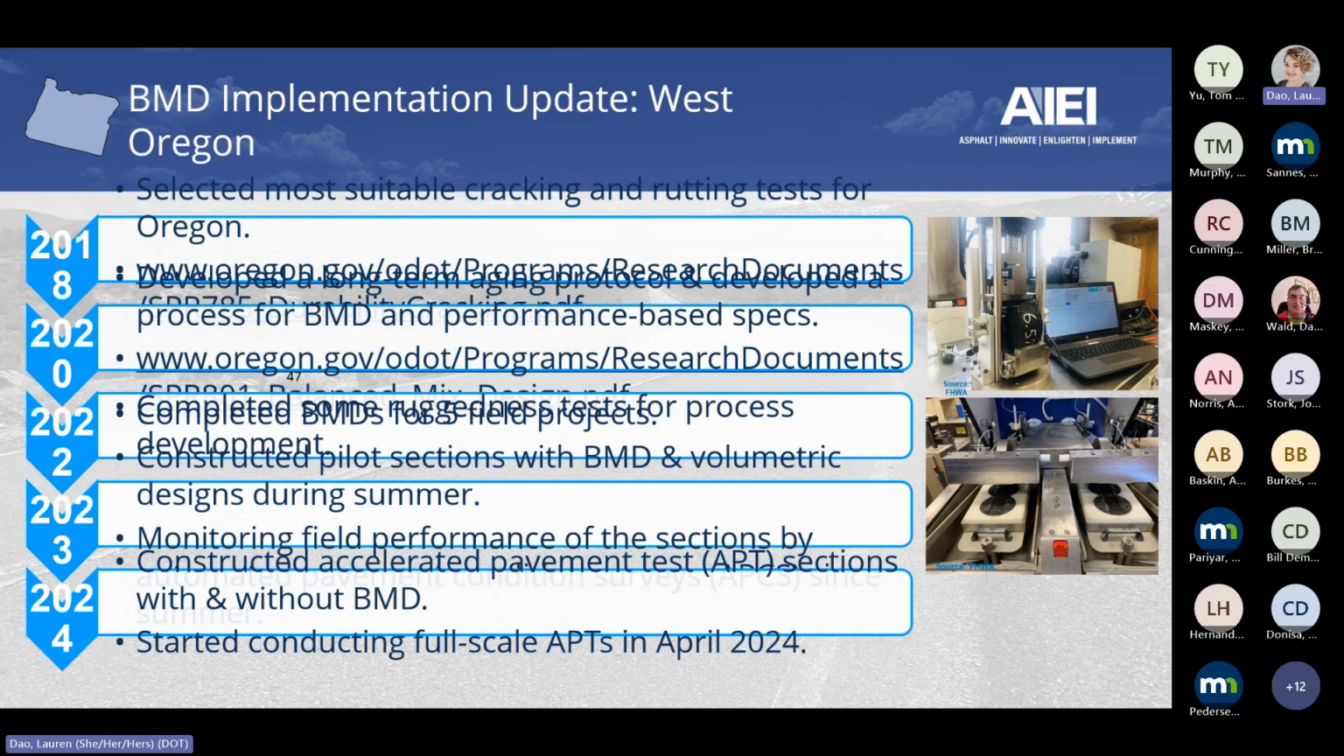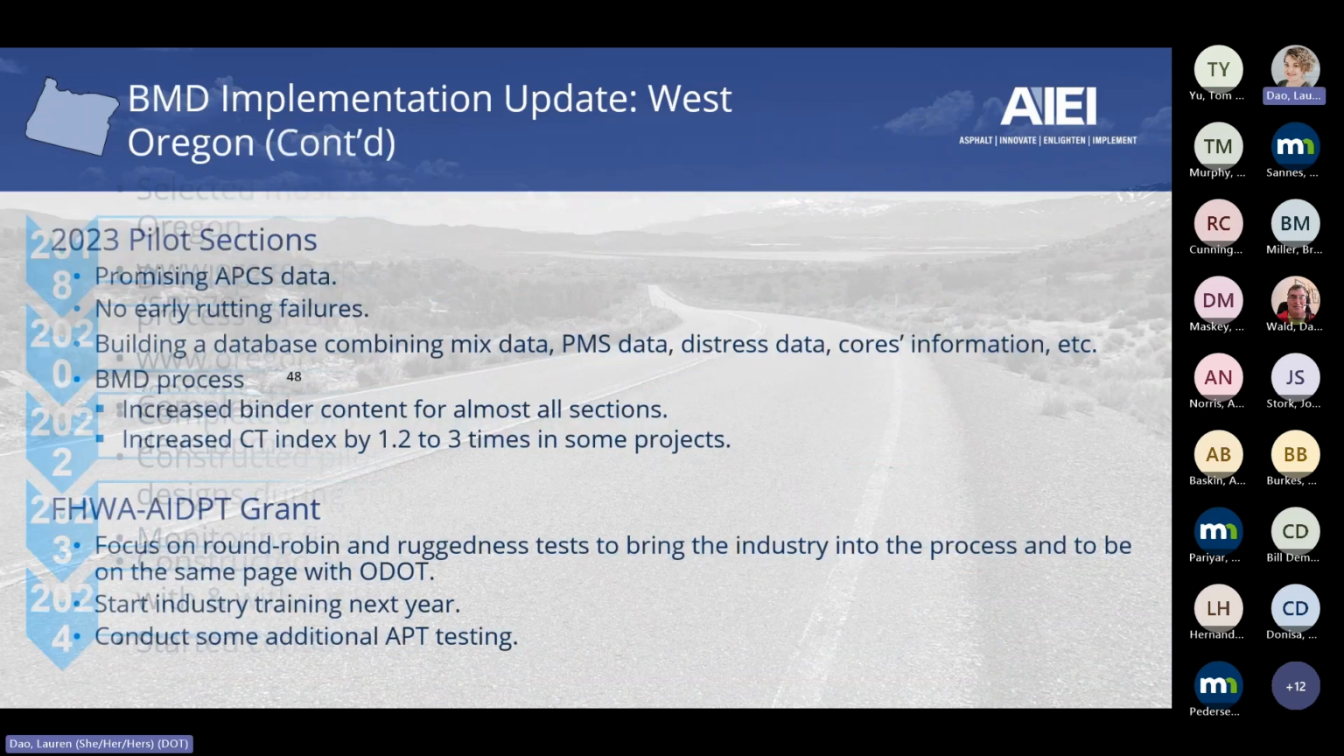Well, before the pilot projects, they did ruggedness testing and round robin testing. And then they did pilot projects. So they had the test sections with the BMD and volumetric mix design, but they're still relatively young. They're monitoring the performance. So far, they're performing well. They're about 2 or 3 years out. No rutting observed, but it's still early for any cracking. And their plan is to have additional full-scale testing with their balanced mix design mixtures.